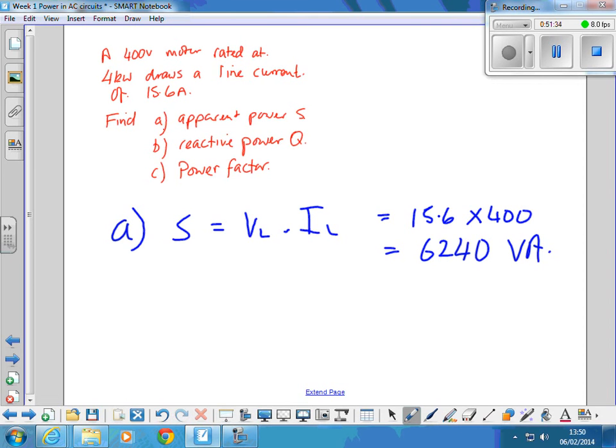And up here, I do recommend that you do this in these types of questions: build your right angle triangle so you can see where everything goes. We've now calculated S. I'm going to put the calculated values in red. That's 6240 VA.